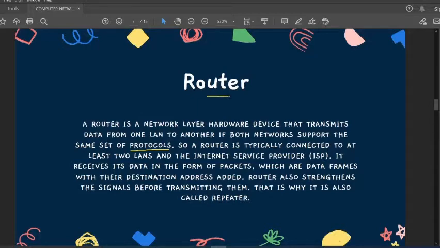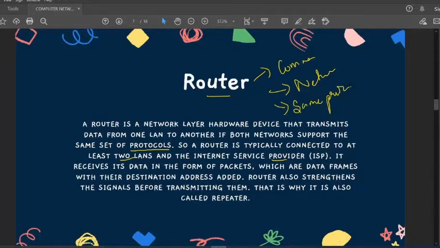Okay, so a router is typically connected to at least 2 LANs, because what is the main motive of using a router? We actually need to connect 2 networks or 2 devices. So we need at least 2 LANs and the internet service provider from where the network is coming. Okay, so what are the things done by a router? It connects, and it provides network, and it works on the same set of protocols.